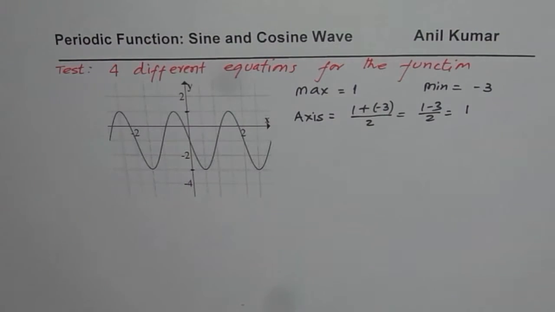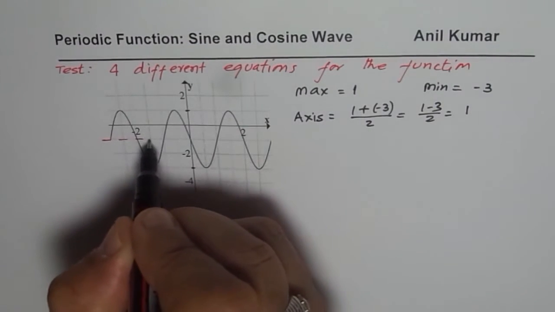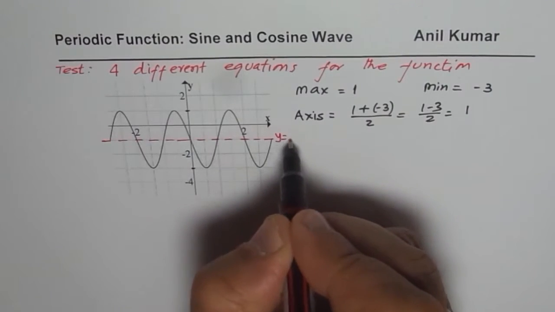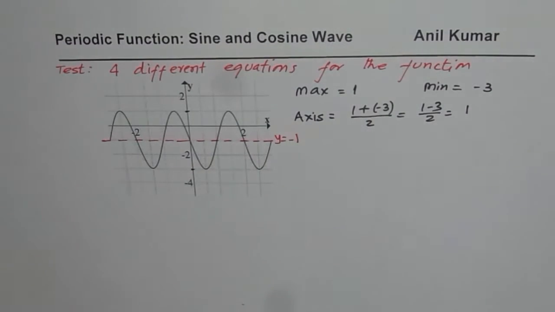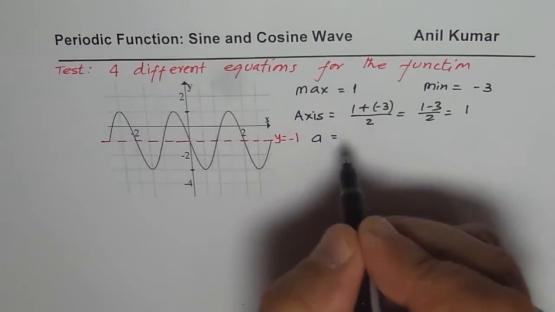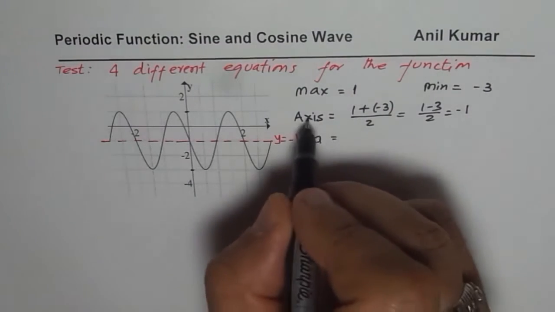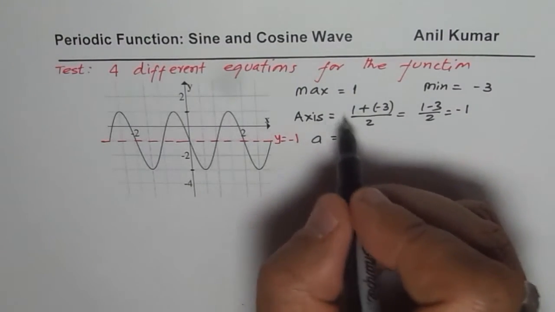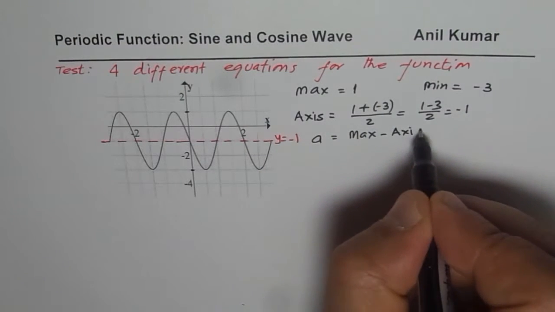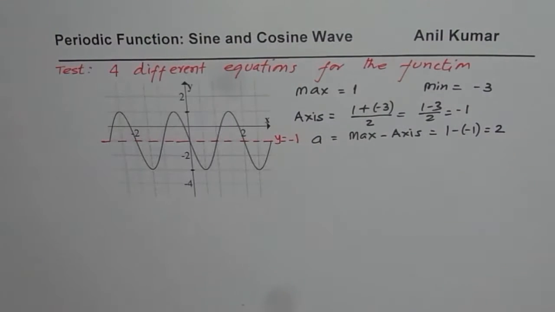As soon as you find the value of axis, sketch it. So minus 1, I would like to sketch the axis, which is y equals minus 1. Now amplitude you could easily find by seeing the difference between axis and the maximum value, right? So maximum minus axis. So that is 1 minus minus 1, and that is equals to 2.